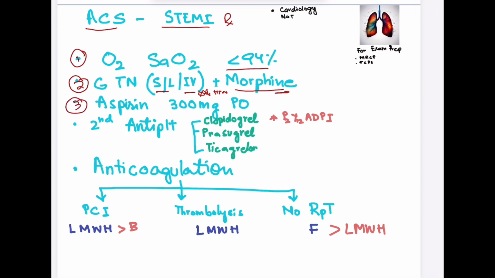Third is antiplatelet therapy. So there is dual antiplatelet therapy. Aspirin 300 milligrams per oral. And a second antiplatelet agent, it could be clopidogrel, prasugrel or ticagrelor.